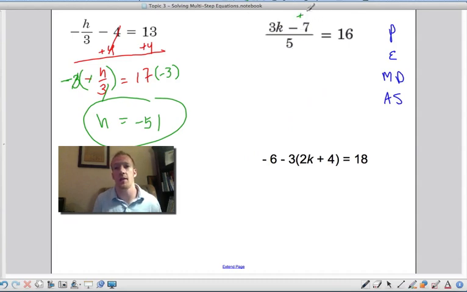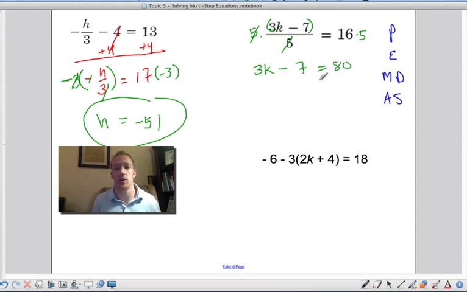Alright, now here, you cannot add first. You can't just add a 7 because that 7 is being divided by 5. So that is definitely illegal, not allowed. So what you have to do in this case first, since this whole thing is being divided by a 5, you have to multiply both sides by 5 first to cancel that out. So remember this. That leaves me with 5 divided by 5, leaves me with just 3k minus 7. And then 16 times 5 is 80.